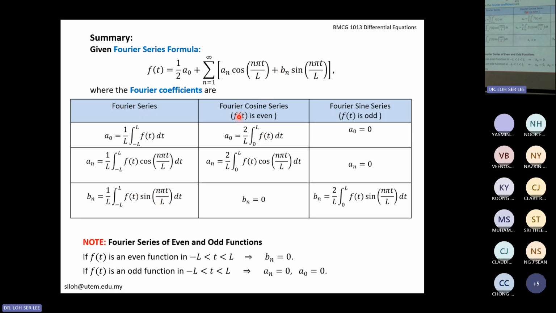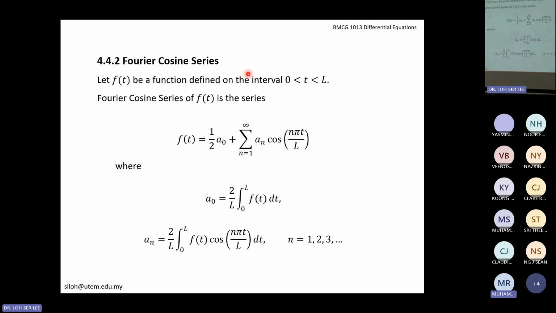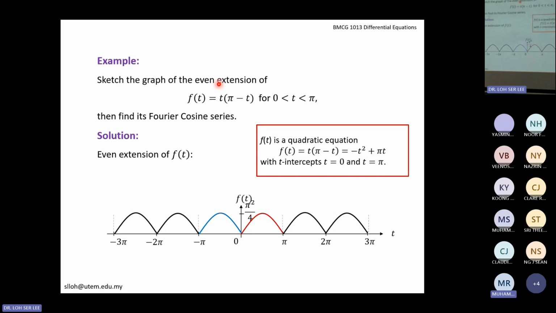But since we know f(t) is even, Bn is confirmed to be 0. If your f(t) is odd, An will be 0. Okay, this is the summary. So this is the formula for the Fourier cosine series. And now we look at the example.